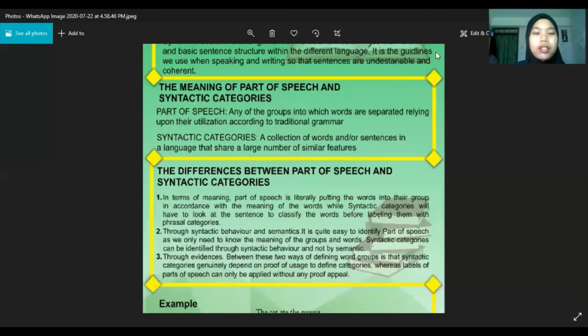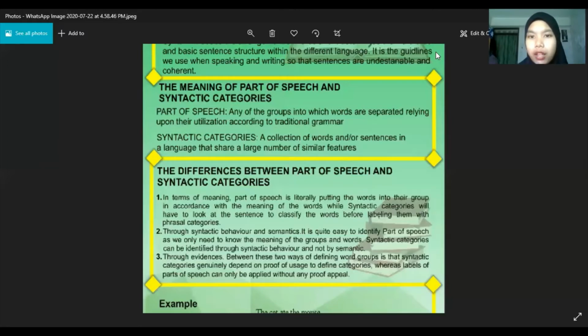Here we are, where we will know the differences between part of speech and syntactic categories. The first difference is in terms of meaning. Part of speech is literally putting the words into groups in accordance with the meaning of the words, while syntactic categories will have to look at the sentence to classify the words before labeling them with phrasal categories.